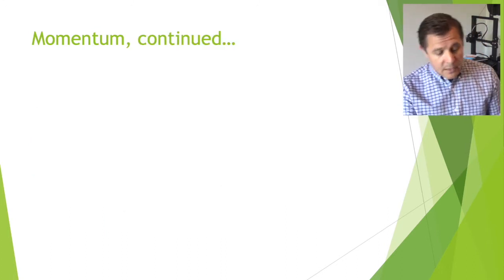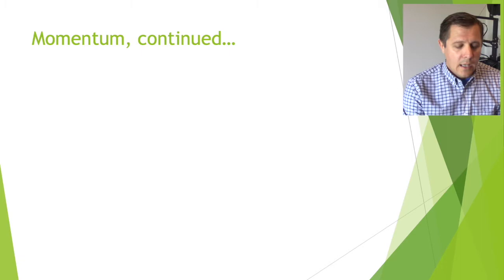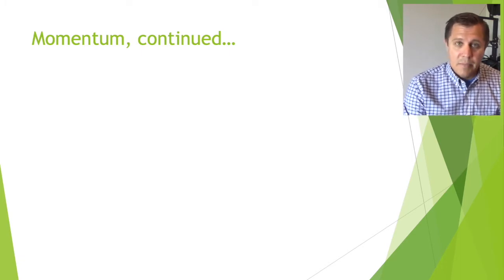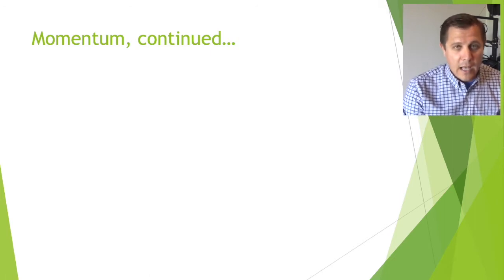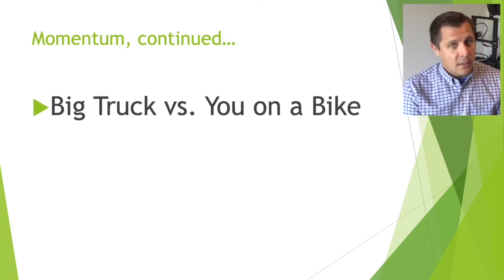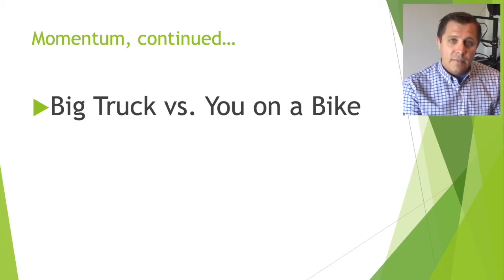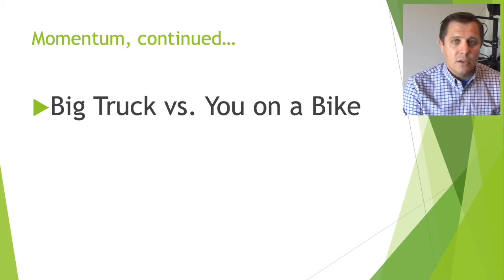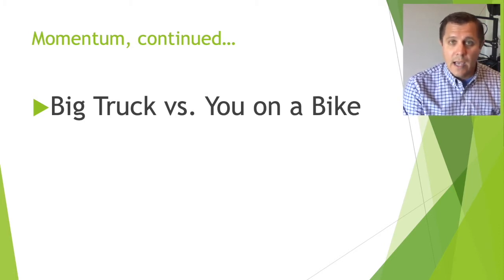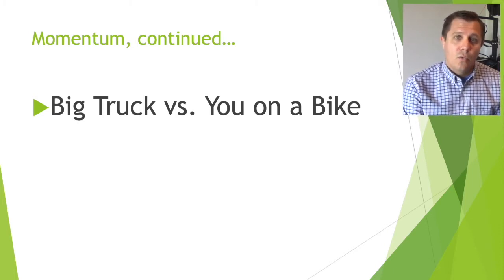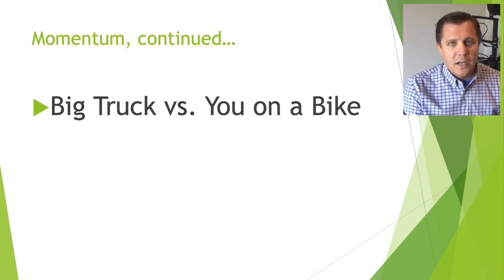Okay, some short examples of P equals mv. Think about you on your bike versus a big truck. What's going to happen? Obviously, if the two of you collide, the big truck is going to win, because even if the big truck has very little velocity, it's going to have a really high mass compared to you. So the truck will win every time.